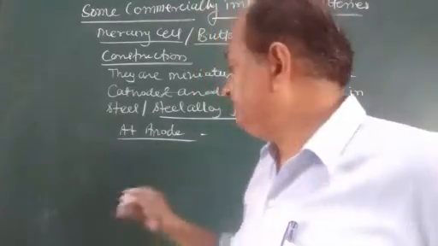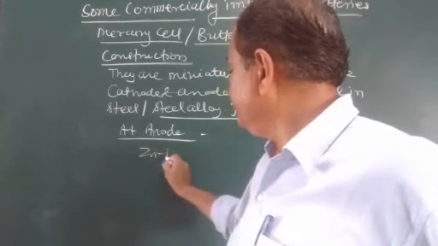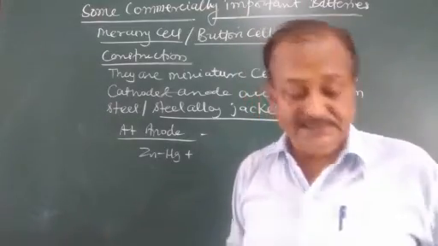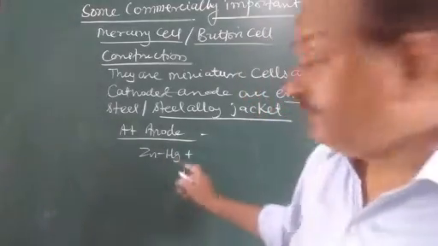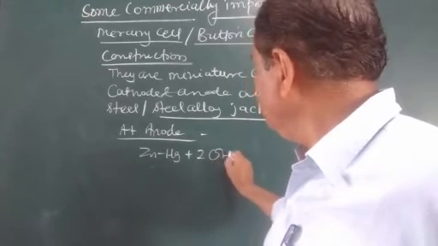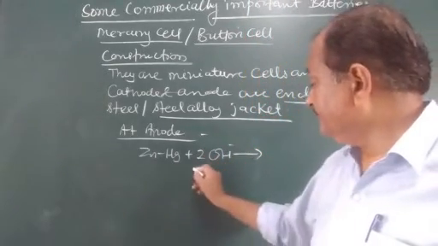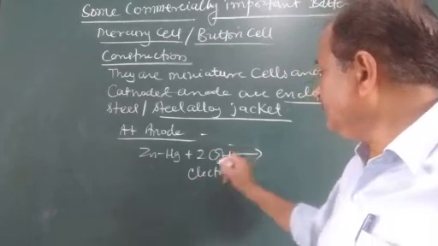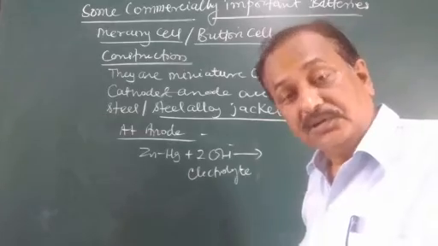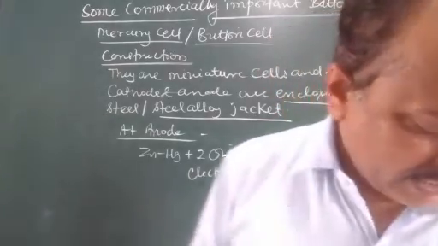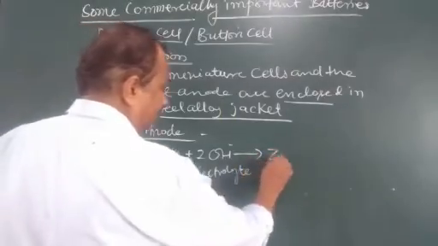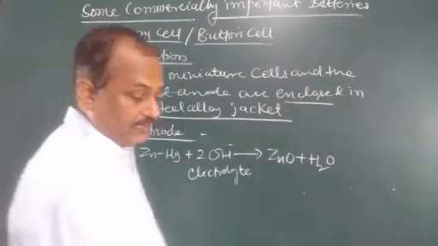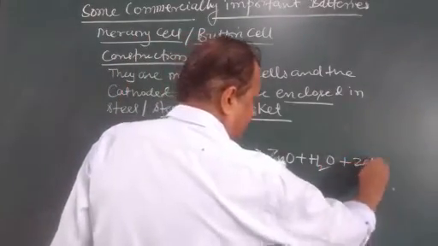Now at the anode, or simply the anodic reaction, we have zinc amalgam. Zinc is reactive, mercury is non-reactive. So zinc will take up hydroxide ions, as it is the electrolyte. At the anode oxidation always takes place, and so there is the formation of zinc oxide plus H2O, and there is the liberation of 2 electrons.